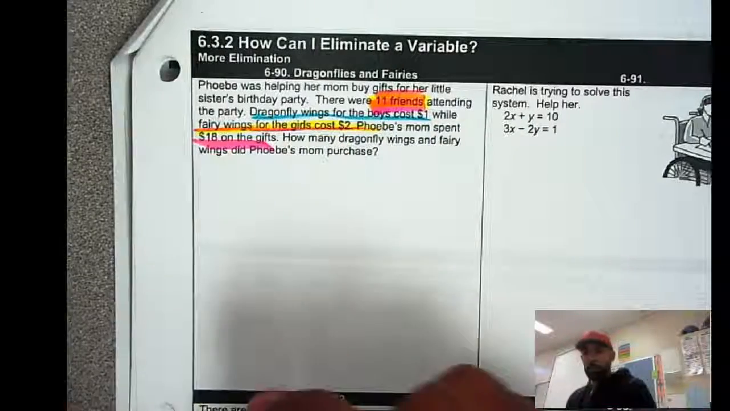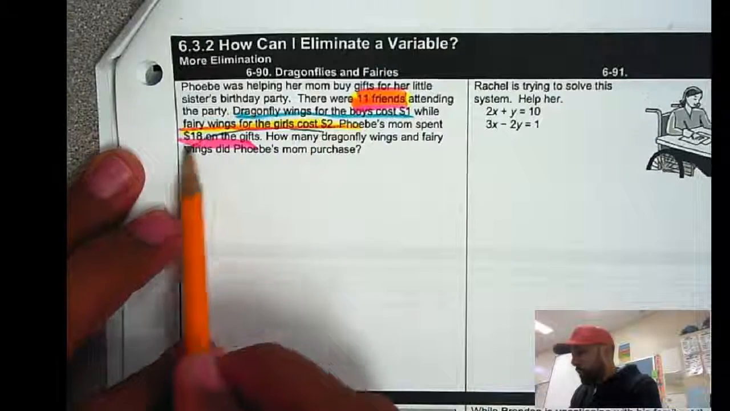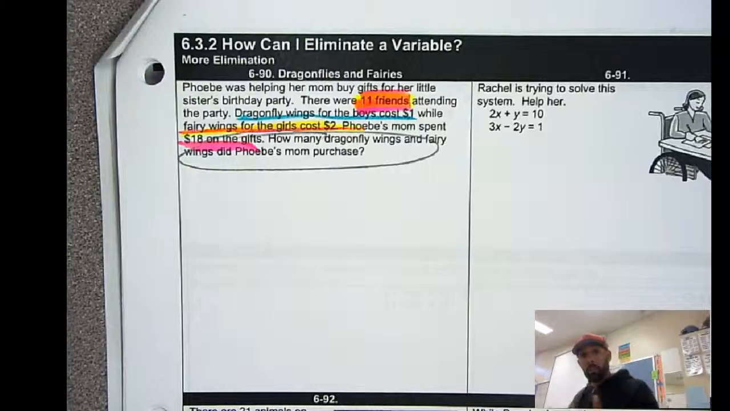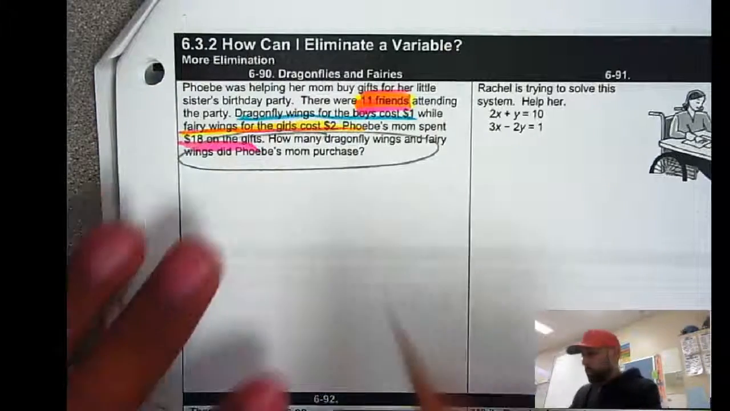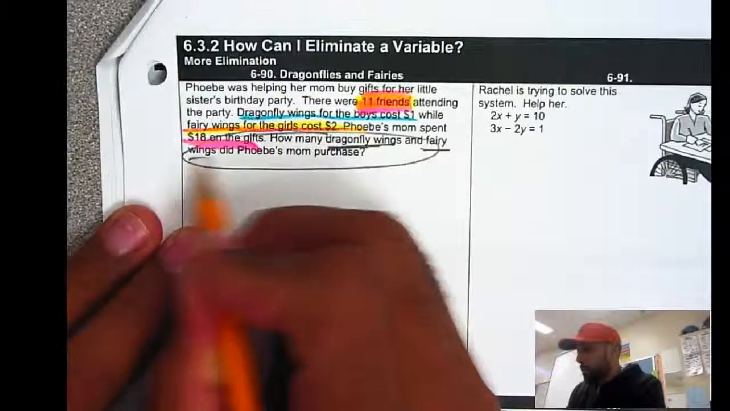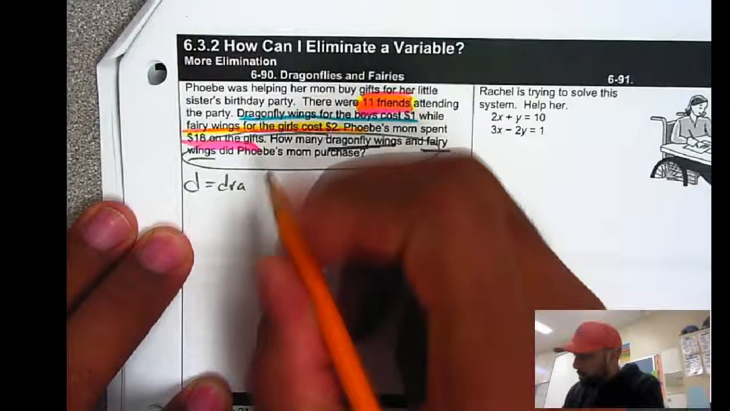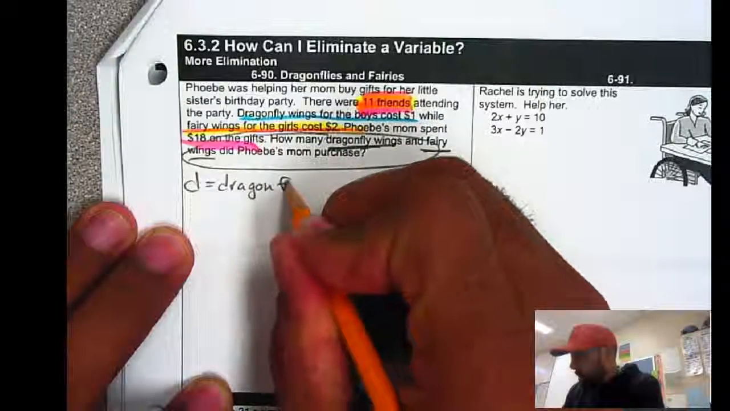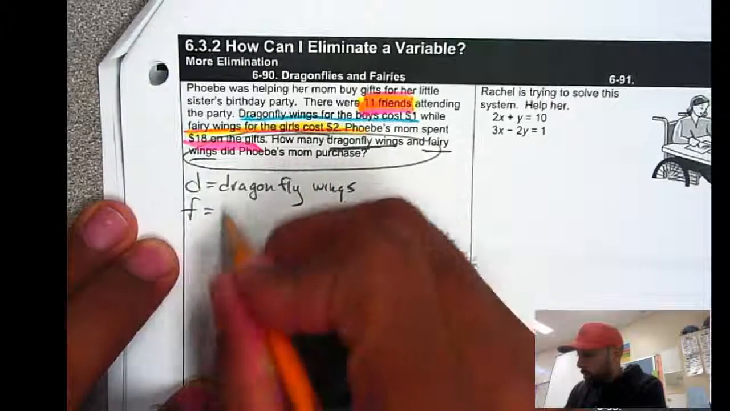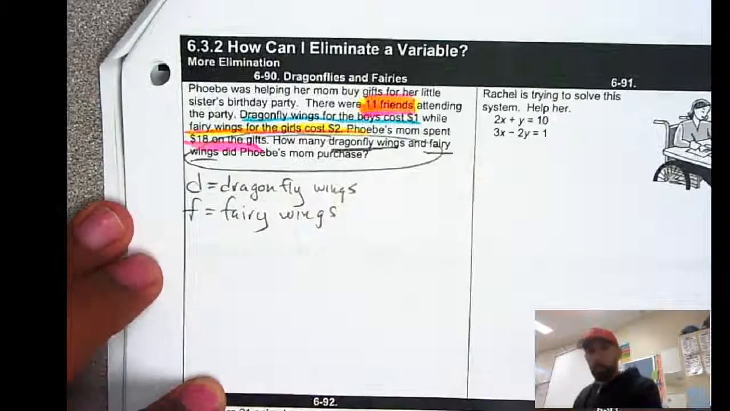It's the one about the cost. And then of course, we always need to figure out what the question is. How many dragonfly wings and fairy wings did Phoebe's mom purchase? Remember, get your variables from the question. The question's asking how many dragonfly wings and how many fairy wings. So there are our variables: D for dragonfly wings, and F for fairy wings. That's what we're trying to figure out, how many of each.